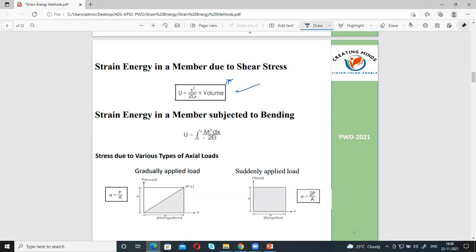This is also an important equation. This is also a very, very important equation. What is the strain energy due to bending? This you know: U equals integral from 0 to L of M square dx divided by 2EI. We have also derived this.